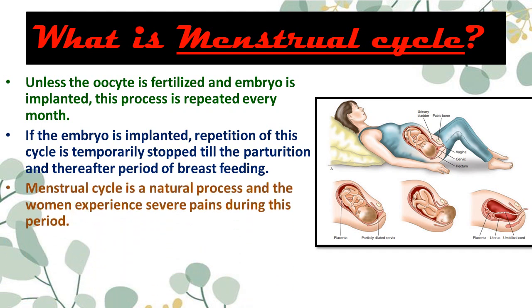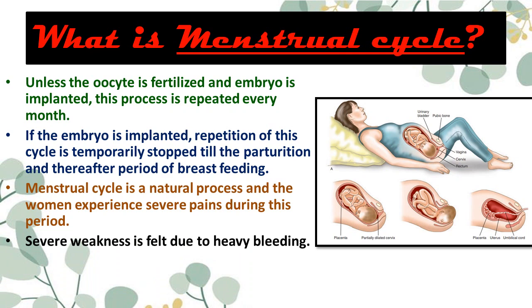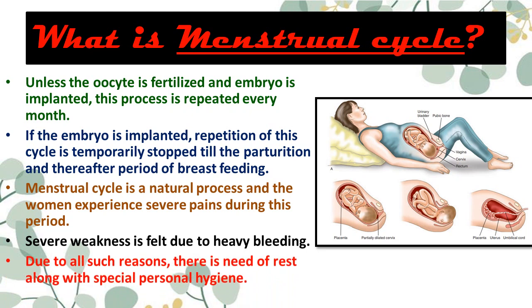So while breastfeeding also, the menstrual cycle is stopped. And the menstrual cycle is a natural process, and the woman experiences severe pains during this period, and severe weakness is felt due to heavy bleeding, and there is a higher possibility of infections too during this period. Due to all such reasons, there is need of rest along with special personal hygiene. So student, that is all about the menstrual cycle, which is a natural process.